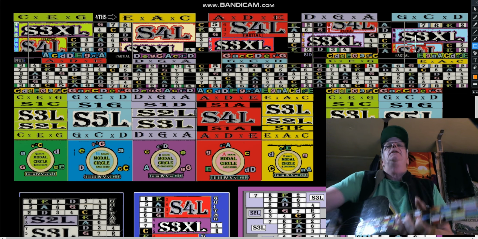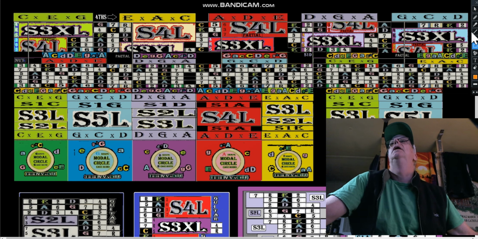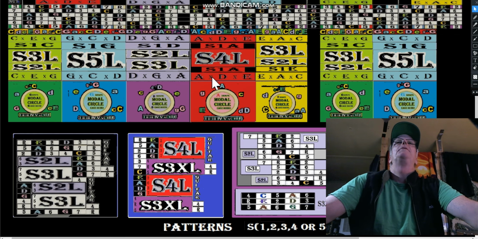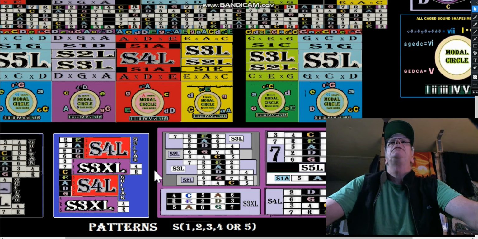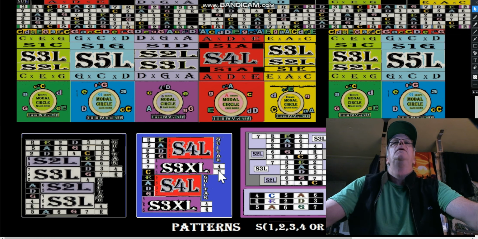The P4 tuning is what the patterns are going to be, all P4 tuning. So patterns are P4 tuning. The patterns are across the bottom. This is them. These are the patterns drawn in.